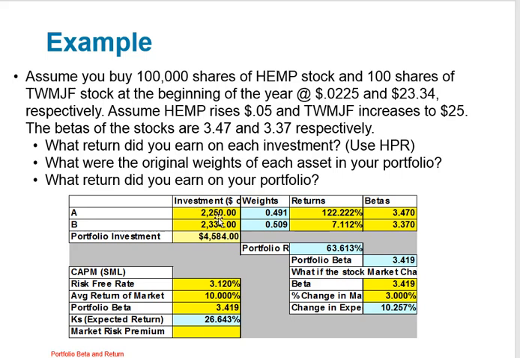Again, what would happen if the stock market increased by 3%? If it increased by 3%, with that beta of 3.419, we would expect an increase of 10.25% on the rate of return, or on this portfolio's return.